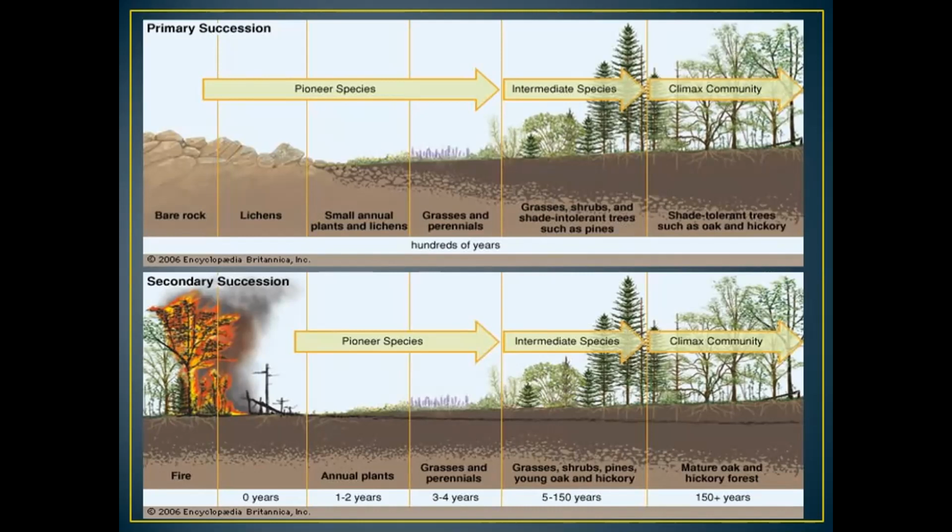So, primary succession: no soil, you have to make the soil. It takes hundreds of years. The climax community burns down, and then it can start over rather quickly because there's still soil present. Okay.